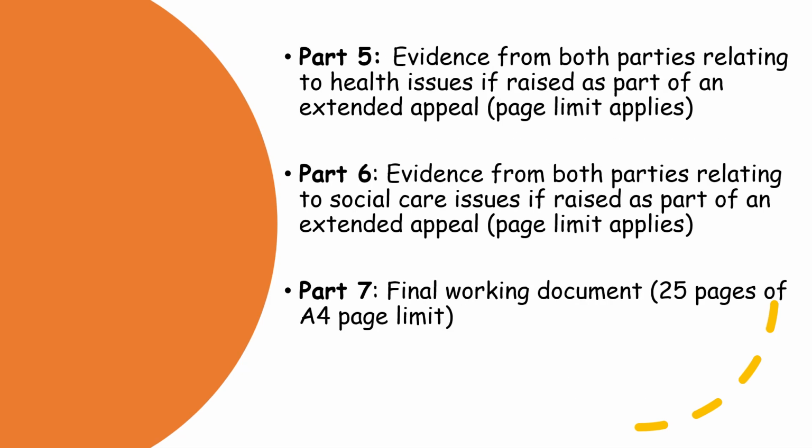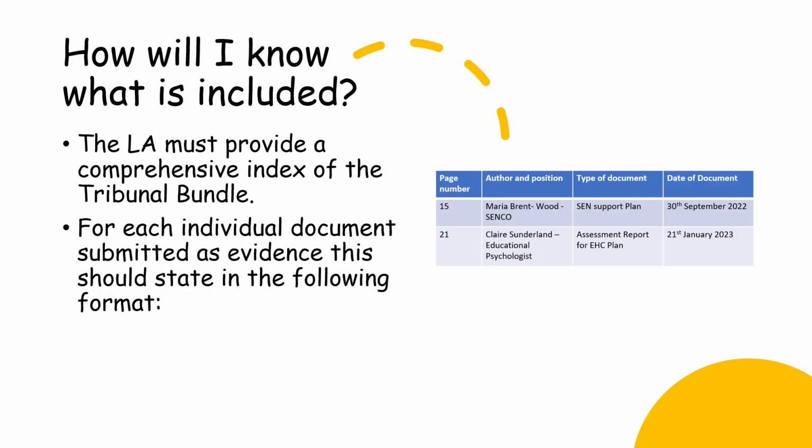Part 5 of the SEND Tribunal Bundle will contain any evidence from both parties relating to any health issues if this has been raised as part of an extended appeal, and again page limit applies. Part 6 will have any evidence from both parties relating to social care issues if it's raised as part of an extended appeal, and Part 7 has the final working document, which is 25 pages of A4 as a page limit. So how will you know what's actually included?